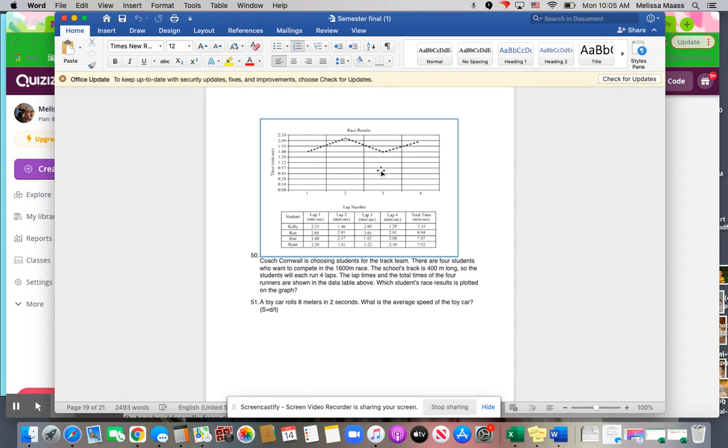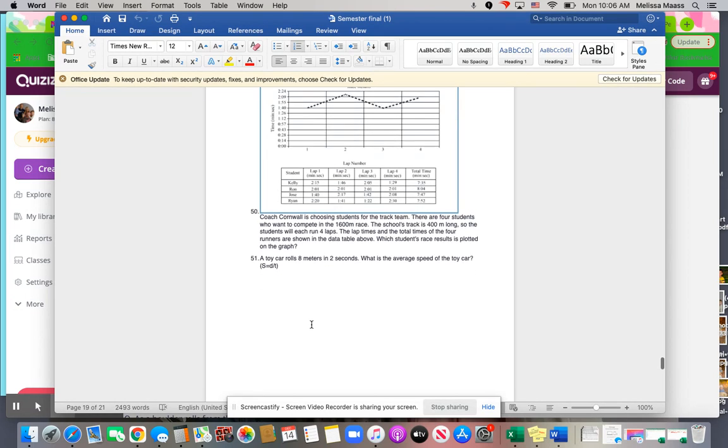You look at trial 3, we have about 1.40 again. And the only one close to that is Jose again. And then you look at trial 4, it went up to about 2.08. Yep, he's the only one at 2.08. Okay, so the correct answer for 50 is Jose.